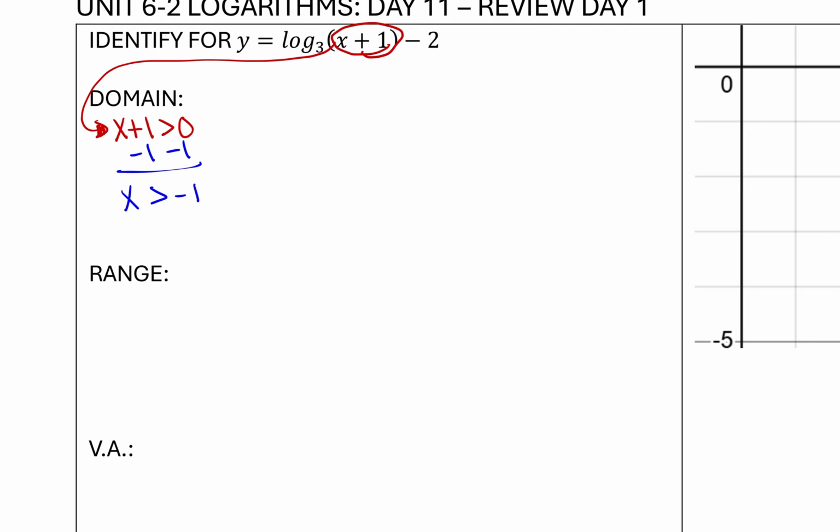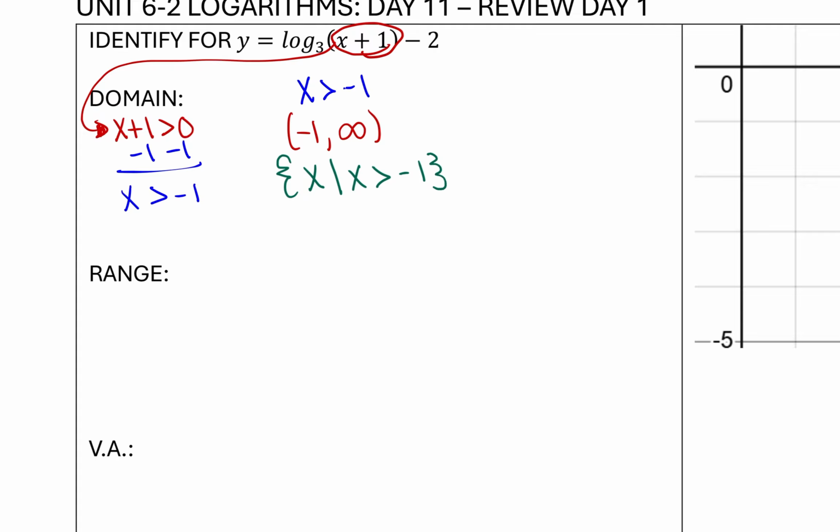And from there, we're going to write down all 3 notations. We have the inequality notation that we just wrote down, that x is going to be greater than negative 1 for the domain. We also have the interval notation from negative 1 to positive infinity. And we have the set notation, which is going to be all x's in which x is going to be greater than negative 1.